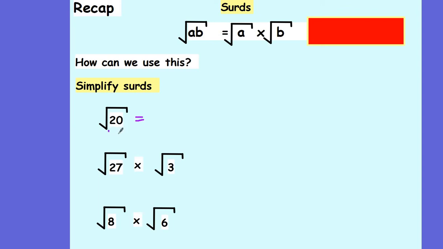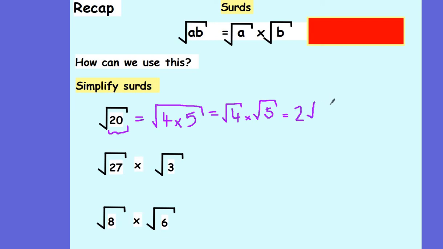So I am going to start off by looking for the largest number that's a square number and a factor of 20. I can write the square root of 20 as the square root of 4, a square number, times 5. I can split this up using my rule and say, well, that's the same as the square root of 4 times the square root of 5. 4 is a square number and the square root of 4 is 2, so I can write that as 2 lots of the square root of 5.